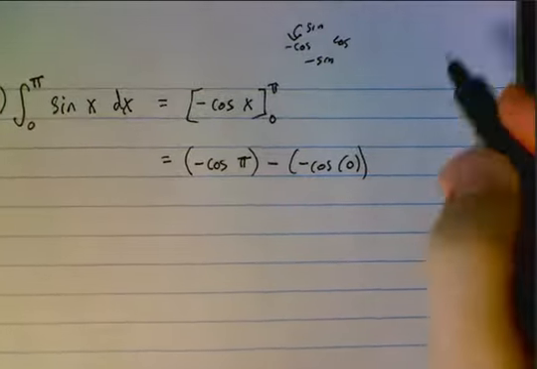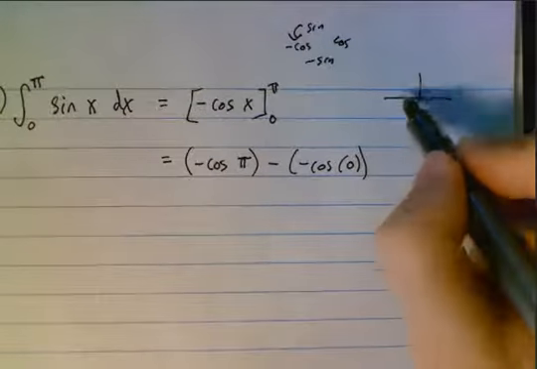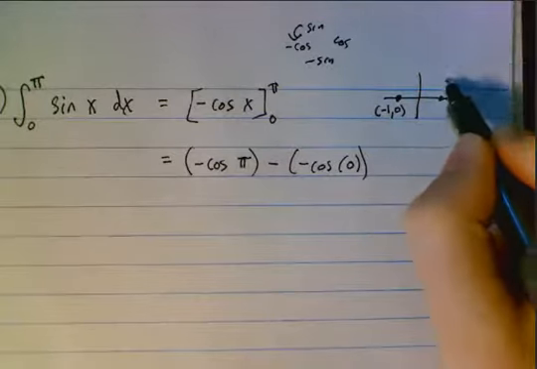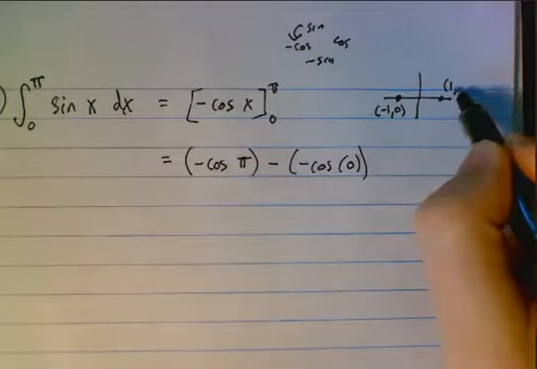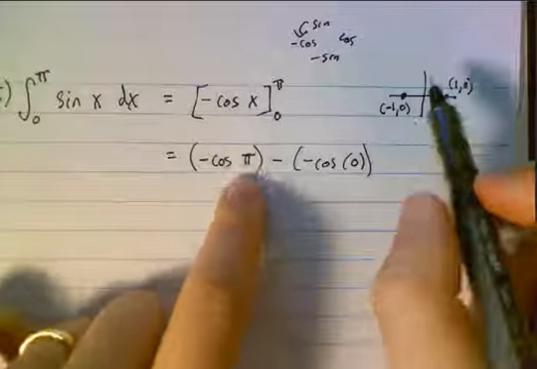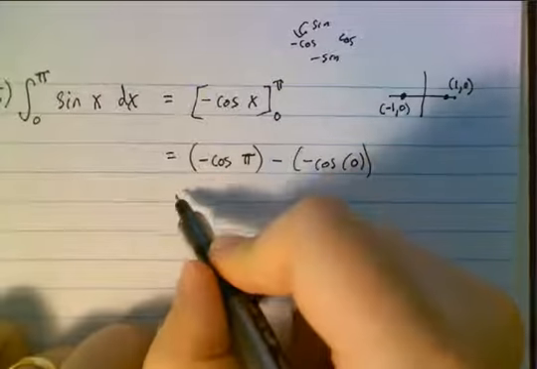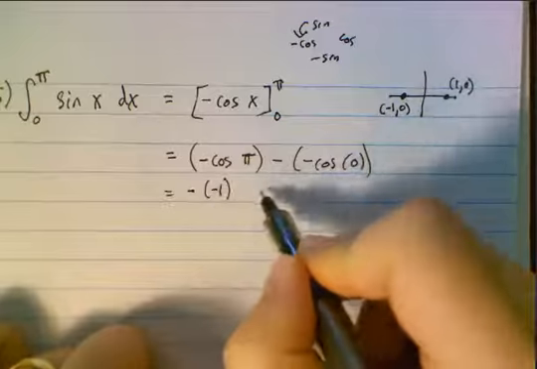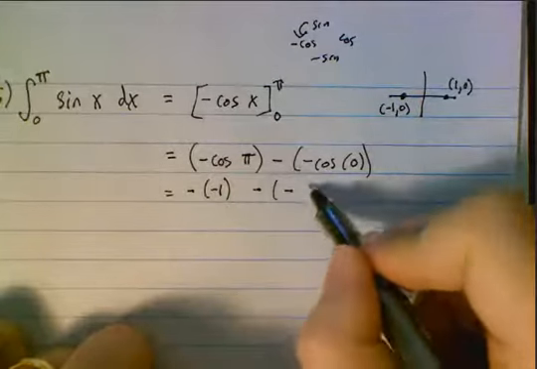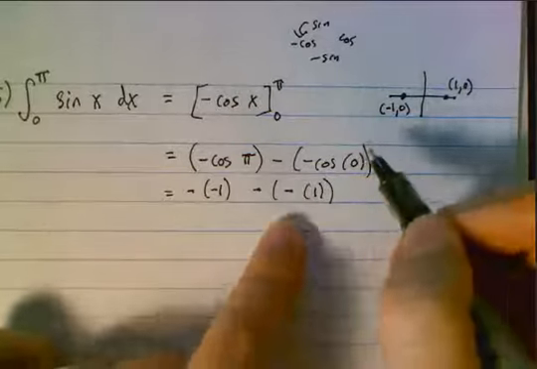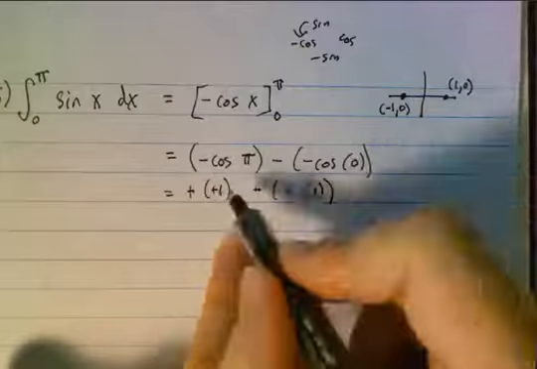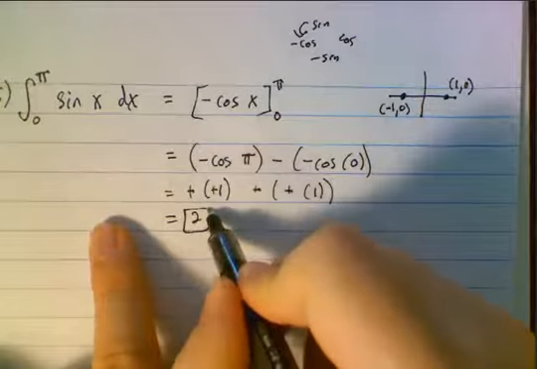You just got to know how to evaluate these puppies. So here, when x is pi, we've got the point negative 1, 0. When x is 0, we have the point 1 comma 0. So cosine is the x value. That means the cosine of pi is negative 1. So we have a negative 1 minus a negative cosine of 0, which is just positive 1. So make sure you watch out for those negatives. Those two negatives get together to be a positive. 1 plus 1 is 2.